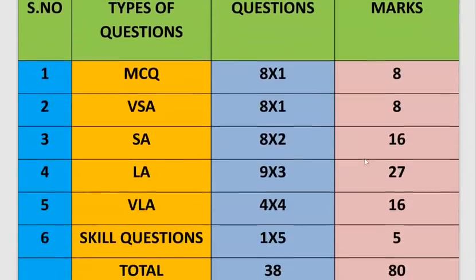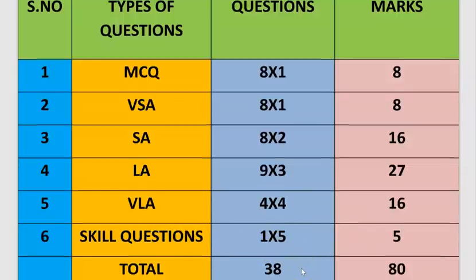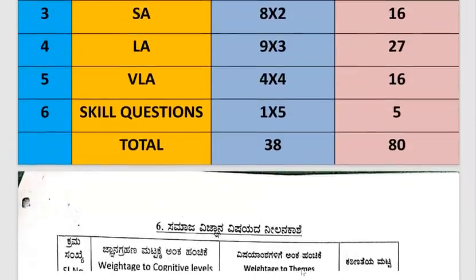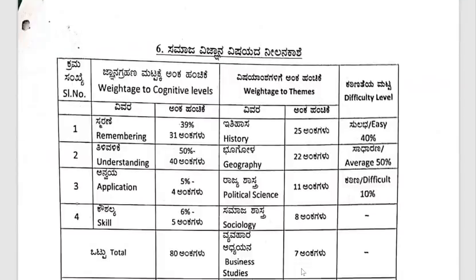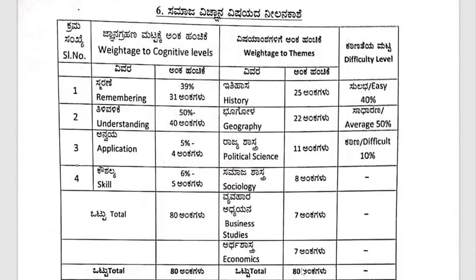And these are the types of questions that will be asked. This is your pattern of question paper. MCQ 8 into 1 equals 8, very short answers 8 into 1 equals 8, short answers 8 into 2 equals 16, long answers 9 into 3 equals 27, very long answers 4 mark 4 questions 16, skill questions, that is map based question, 5 marks. Total you will be having 38 questions and total marks will be 80. Okay, so this is the blueprint.